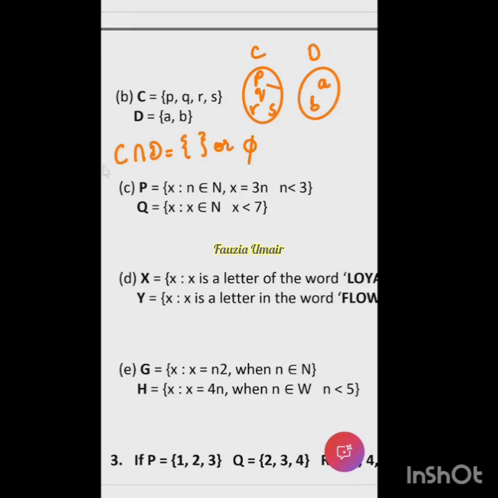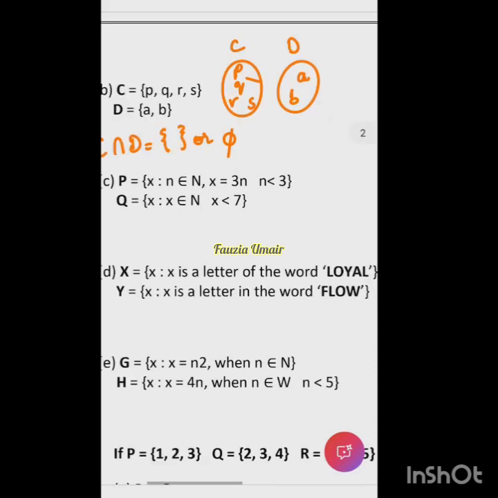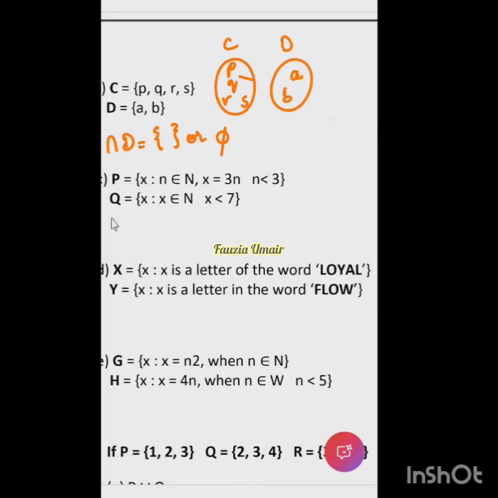So next is again in set notation form, and we need to write down the element form first. Can anyone tell me what will be the elements of P? P is exactly like in the last question: x such that n belongs to natural numbers, x is 3n and n is less than 3. What are the values of n?